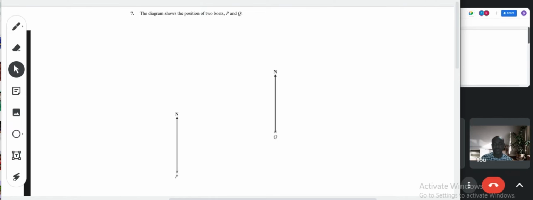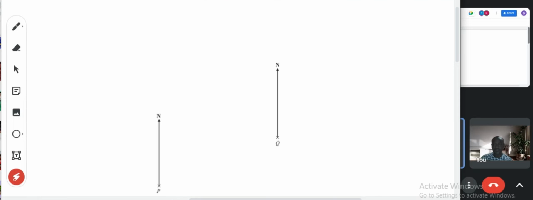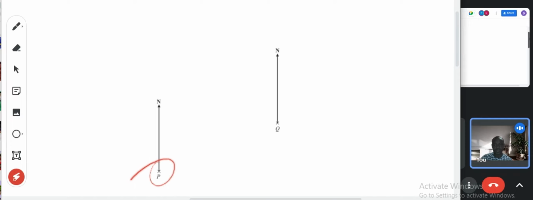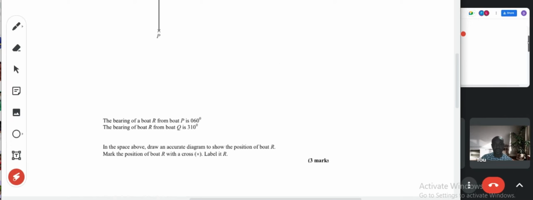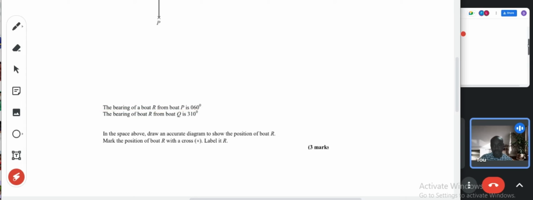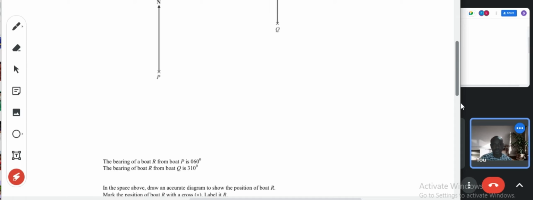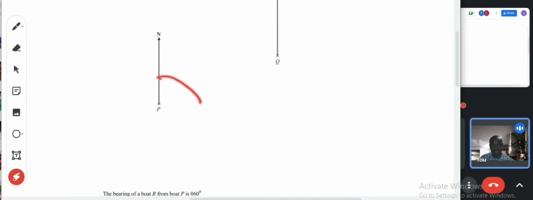So the diagram shows the positions of two boats, P and Q. Are you looking at what I'm reading out? So this is P, this is Q. And what are we asked to do now? The bearing of a point R from P is 060 degrees, 060 degrees from P. So from P you measure 060, that's 60 degrees.